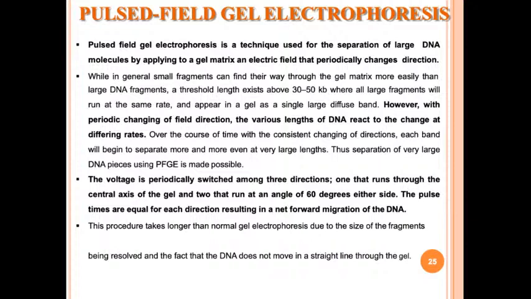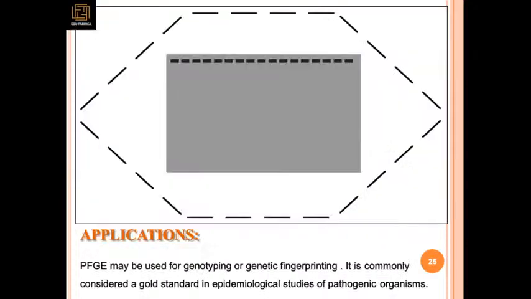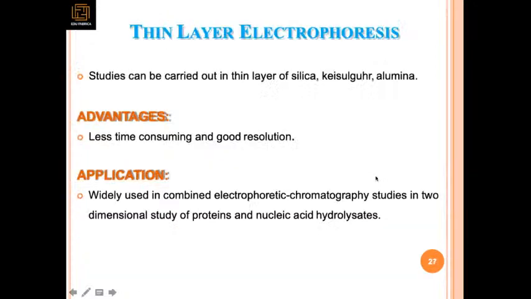The periodic changing of the field directions leads to the various lengths of DNA reacting to the change at different rates. So separation of very large DNA pieces using PFG is made possible, and the voltage is periodically switched among three directions: one that runs through the central axis of the gel and two that run at an angle of 60 degrees either side. So here we can see your electric field will be crossing all over the points, and your DNA will be getting moved from most of these points like that.